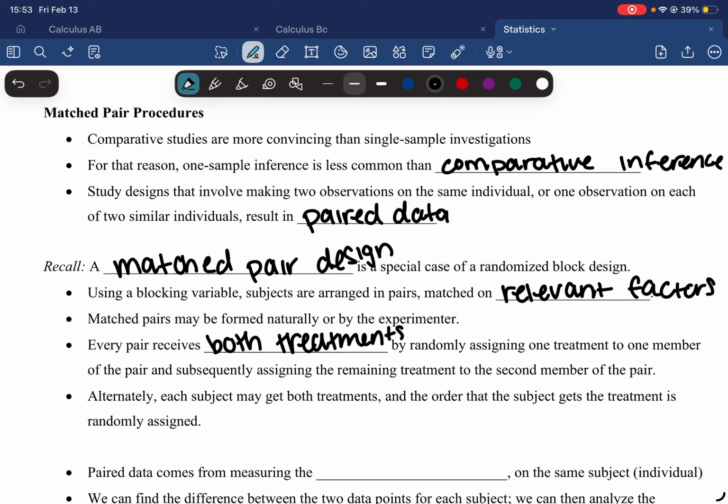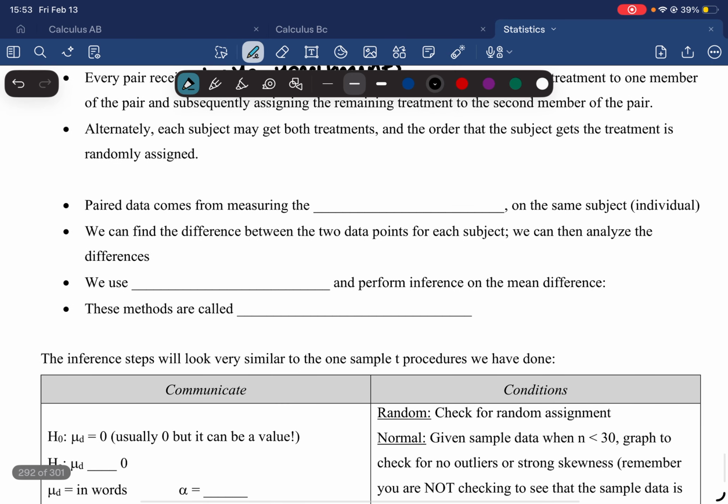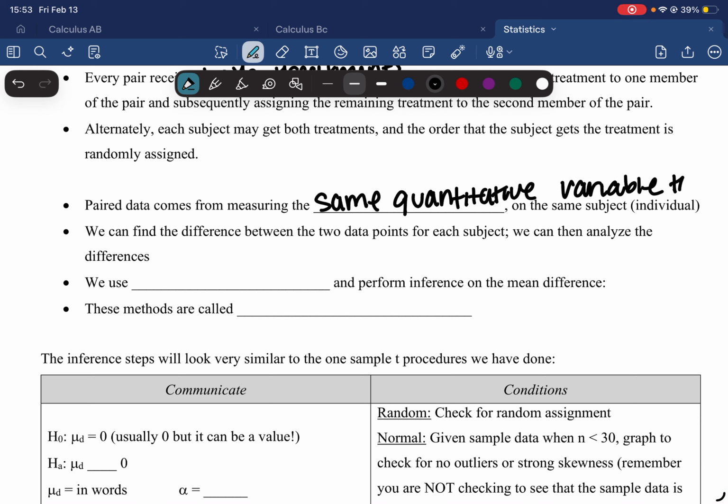By randomly assigning one treatment to one member of the pair and assigning the remaining treatment to the second member of the pair. Alternately, each subject may get both treatments, and the order that the subject get the treatment is randomly assigned. Paired data comes from measuring the same quantitative variable twice on the same subject.